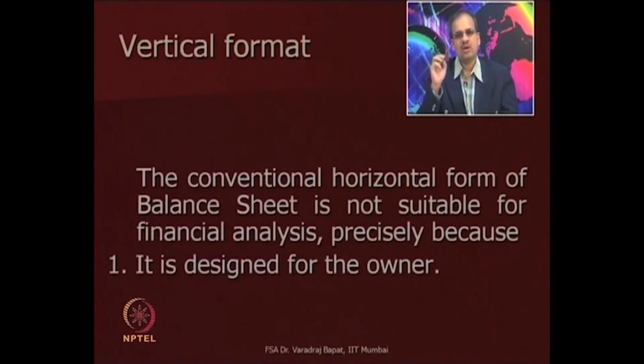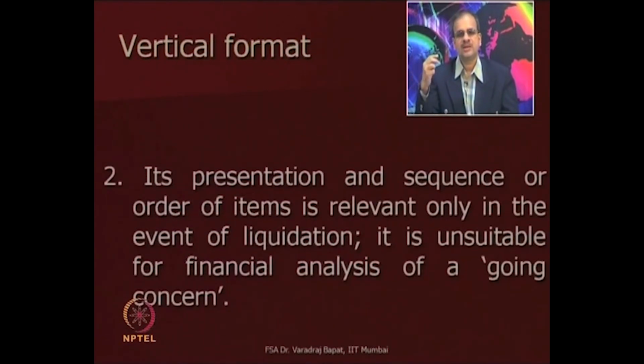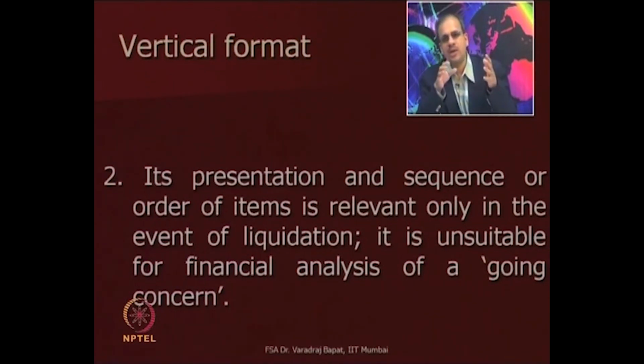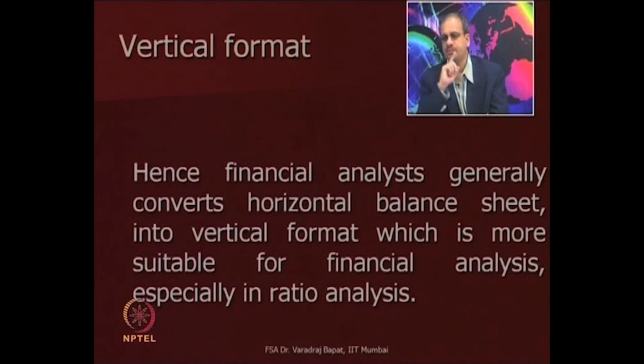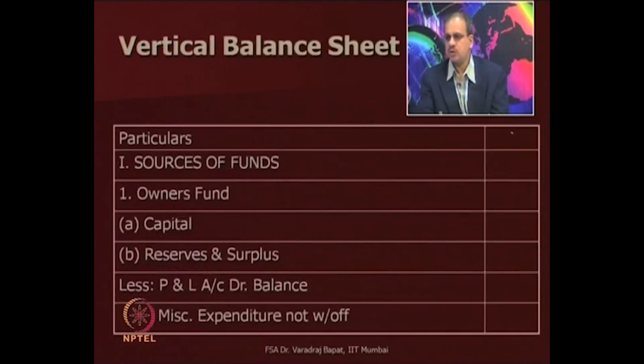So, what happens with horizontal balance sheet is, it's mainly designed for the owners. The sequence in which the items are presented are mainly useful in the event of liquidation. But when we are going to study the company as a going concern, then it is better to convert it into vertical statement. Okay. So, you already know the format, but have a look at it again.